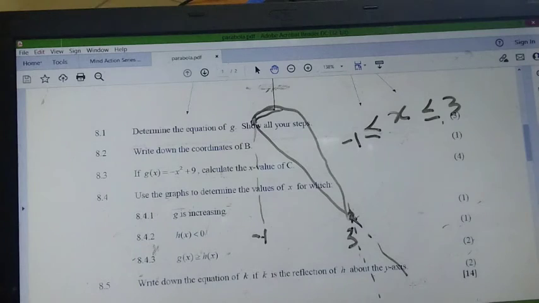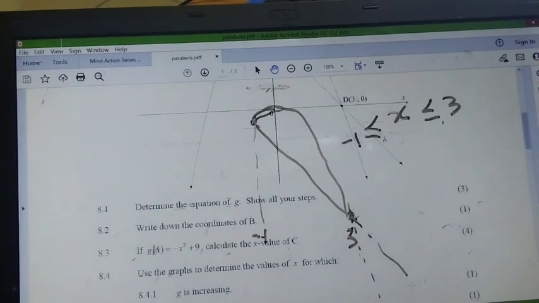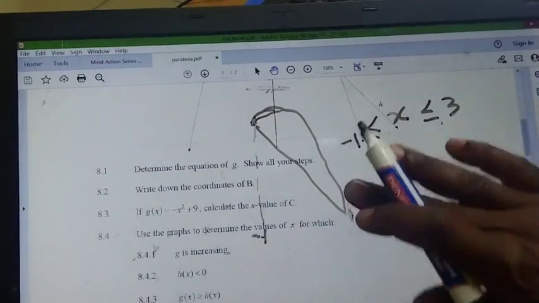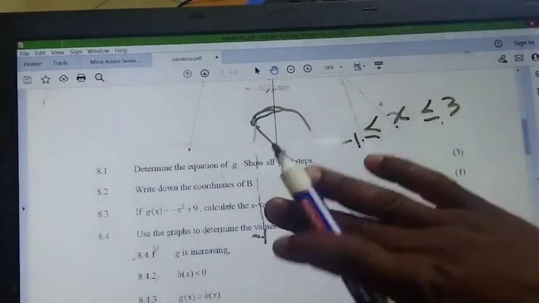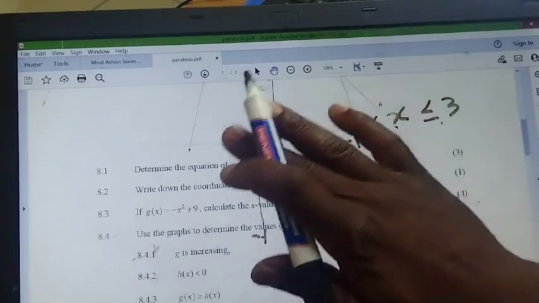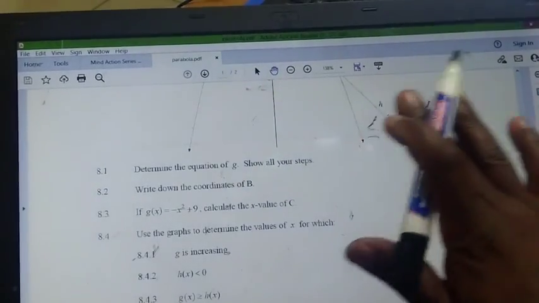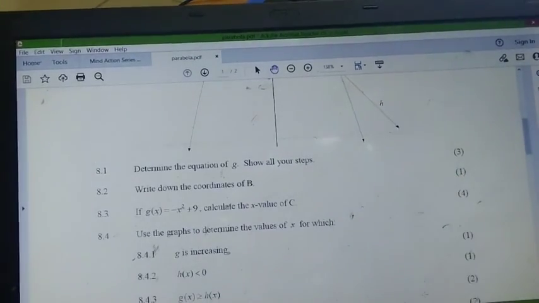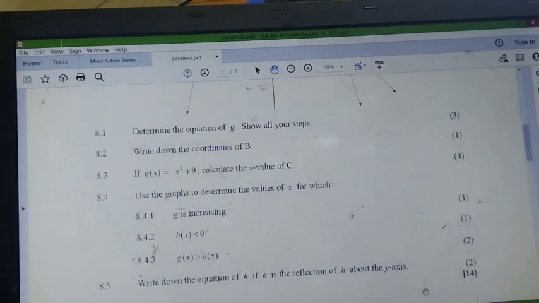Okay, then let's move to 8.5, which is the last question. It reads as follows. Write down the equation of k if k is a reflection of h about the y-axis. Now, this question requires your knowledge of transformation of graphs. It's not about going to the graph and trying to reflect the graph. It's the preconceived knowledge that you have that can defend you against this question.